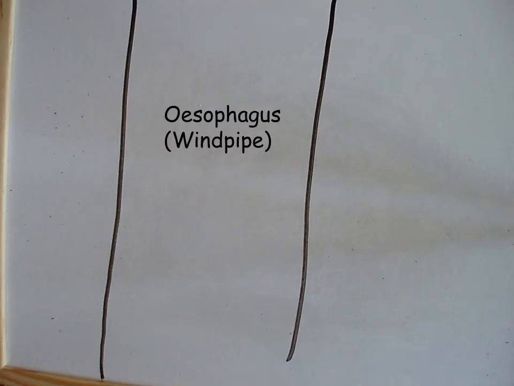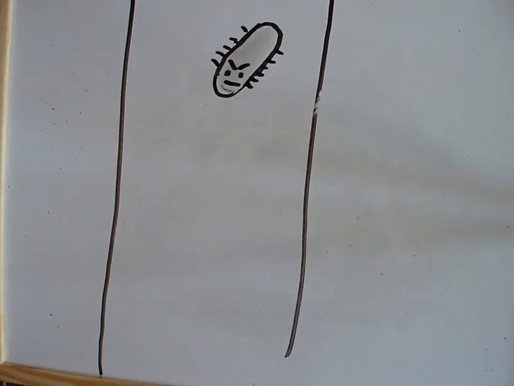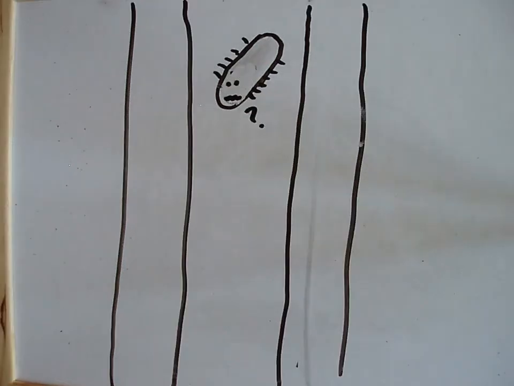So your esophagus or your windpipe is where the air starts to go from your mouth down towards your lungs. If a pathogen like this bacteria here, who doesn't really have a smiley face, was to get down your windpipe and into your lungs, they'd run rampant. That's why a lung infection is a pretty serious matter, because it's quite hard to get rid of them. Luckily, your body has some defences set up.